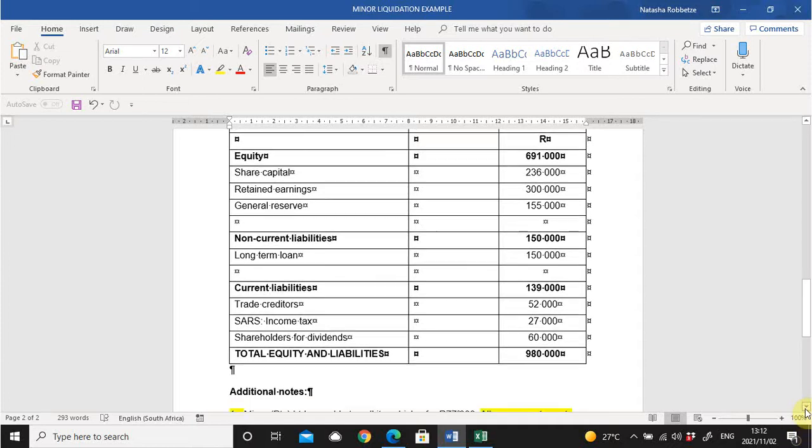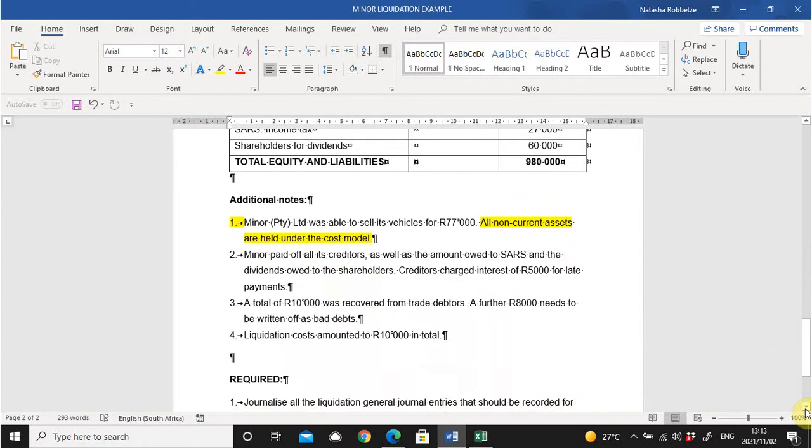Then there are some additional notes. In the first note, it says Minor was able to sell its vehicles for 77,000. So you would find that vehicles were one of the assets that were not taken over by Mega. So they sold this to a different party for 77,000. And then I've highlighted an important sentence there. It says, all non-current assets are held under the cost model.